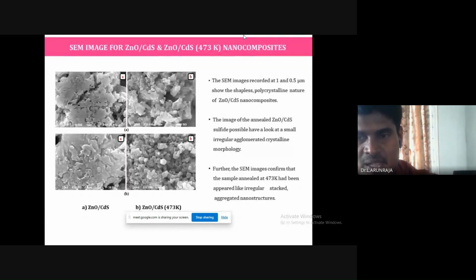The same images are recorded at 1 and 0.5 micrometer. So the shapeless and polycrystalline nanostructure is the ZnO-CdS nanocomposite. And the image of the annealed ZnO-CdS sample looks like a small irregular agglomerated crystalline morphology. Further, the same images confirm that the sample annealed at 423 Kelvin has an irregular stacked aggregated nanostructure.